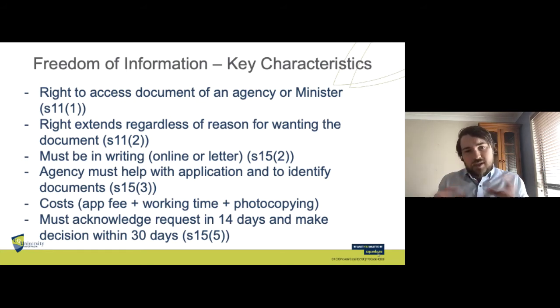So that's a broad process of a freedom of information application. The applicant makes the request in writing. They specify which documents or which classes of documents they're after. That then goes to the agency. The agency has to help make that application legitimate. They also have to help identify documents. Within 14 days, they say, yes, we've received that request. Within 30 days, they say yes or no.